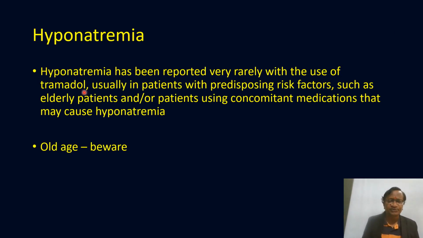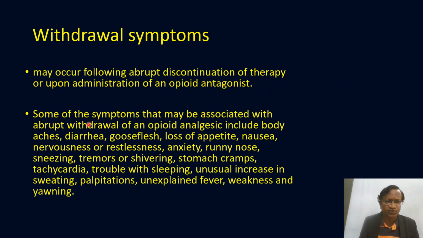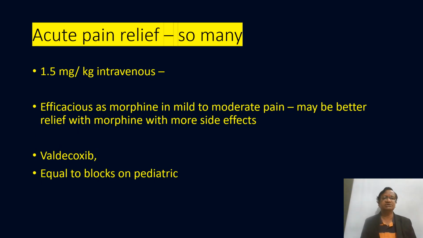A very important thing, hyponatremia. When you have a predisposing factor like elderly patients, hip fracture, the patient is in pain, tramadol is given. After some time, 1 or 2 hours, the patient becomes disoriented. Also think of hyponatremia rather than your tramadol euphoria. So tramadol can also cause hyponatremia in such vulnerable cases. Yes, we have already told withdrawal symptoms can happen like diarrhea, goose flesh, loss of appetite, nausea, shivering, stomach cramps, all classical withdrawal symptoms.